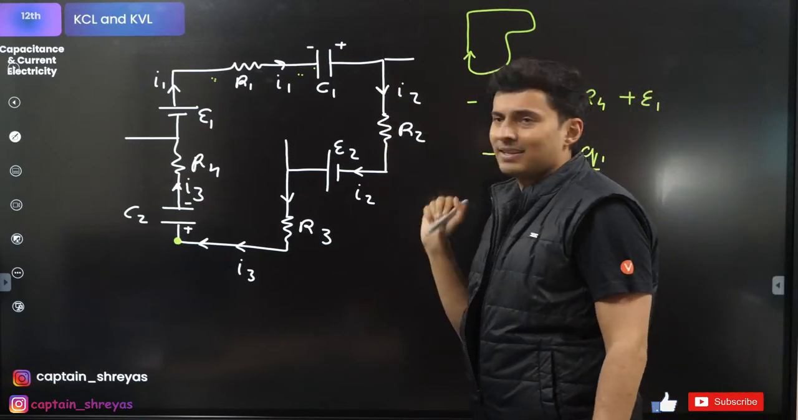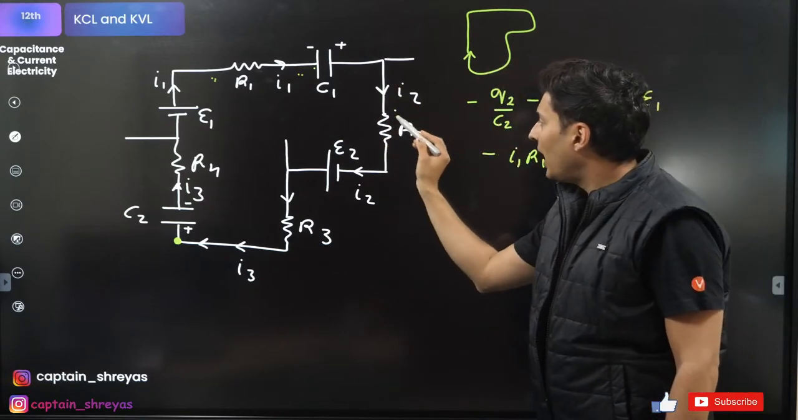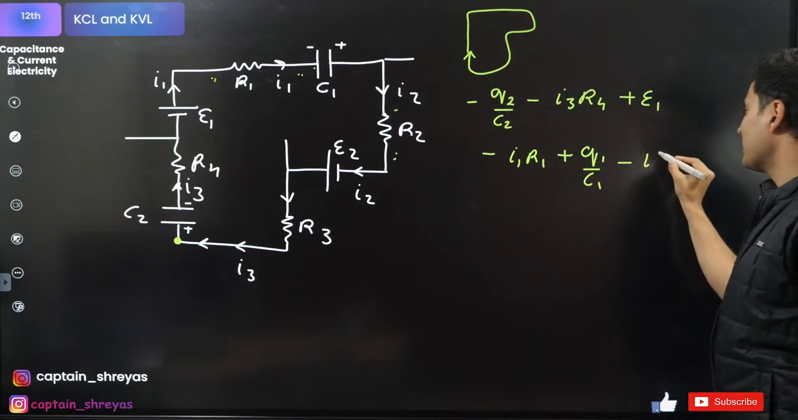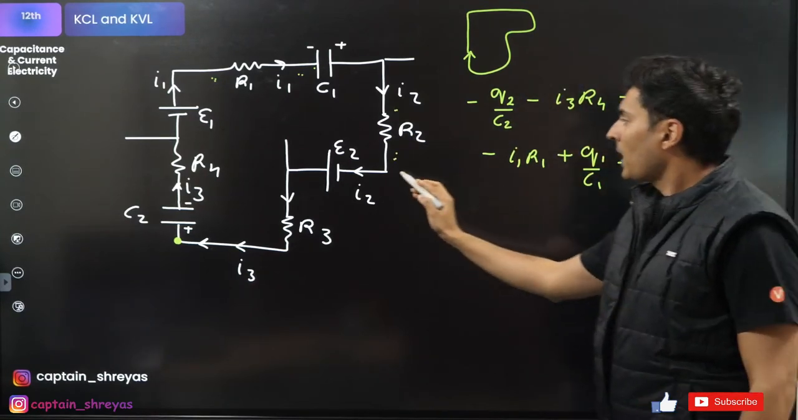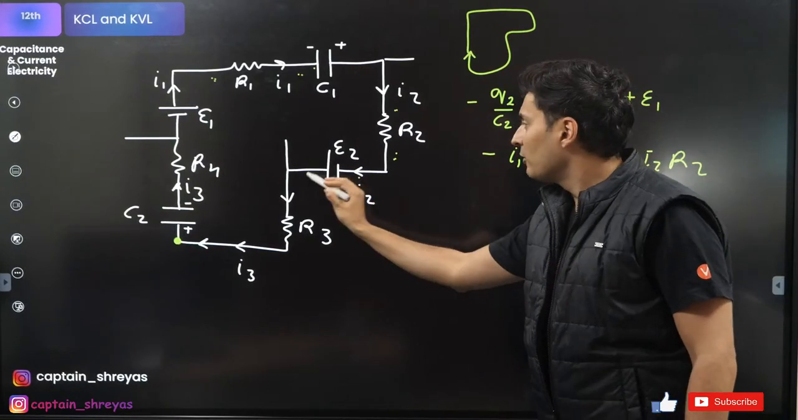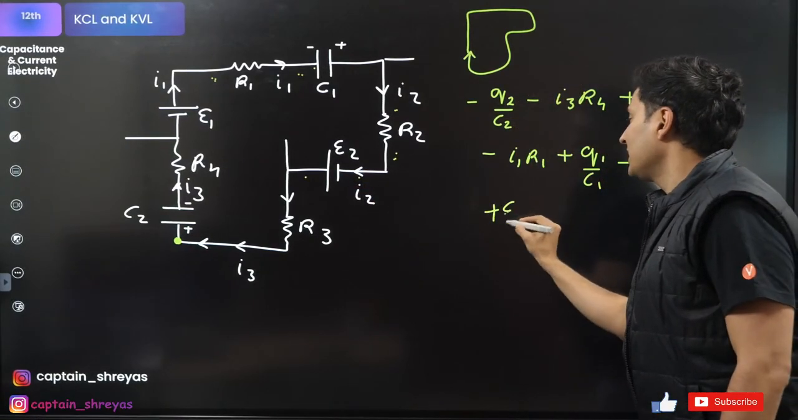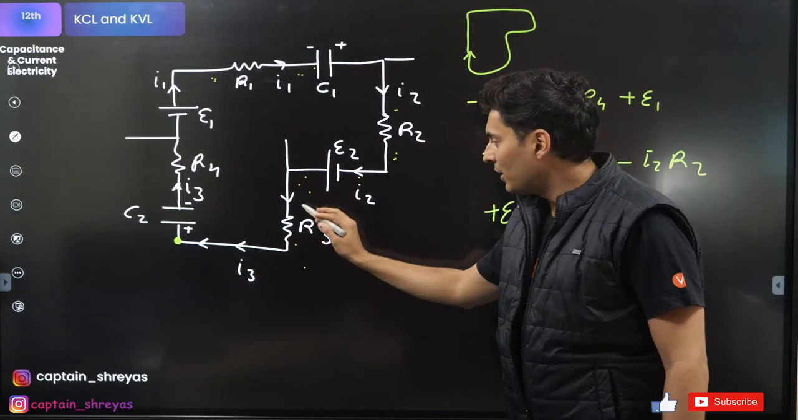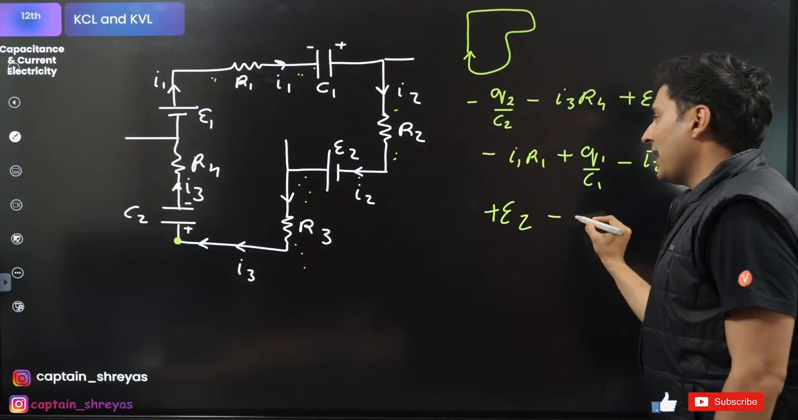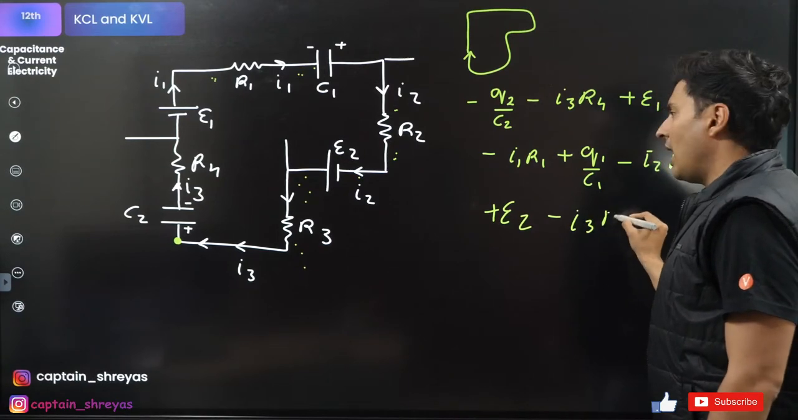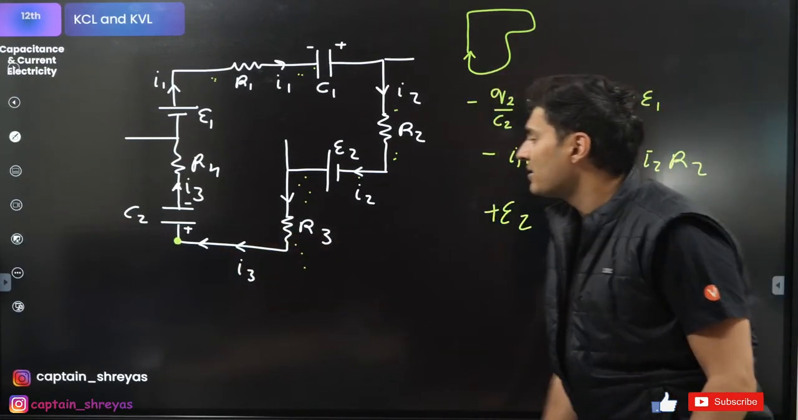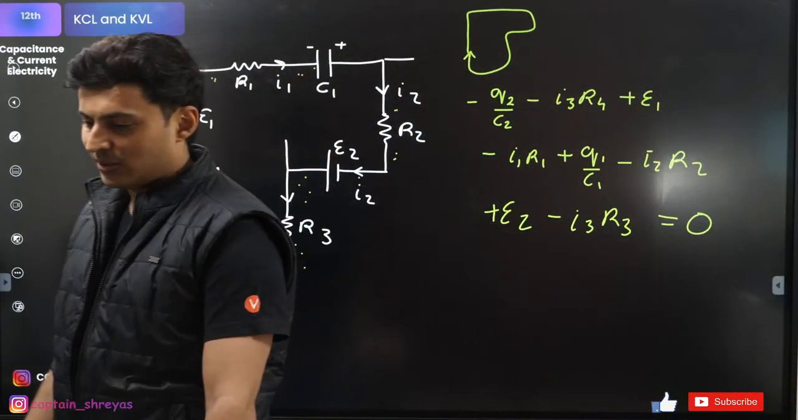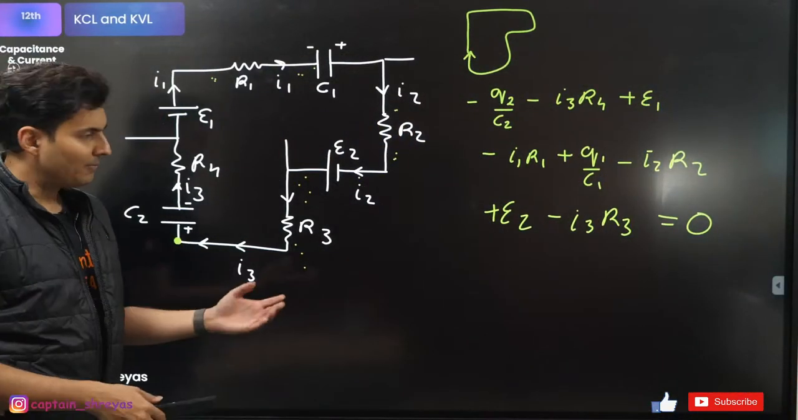Then I'm going through this resistor. Here I'm going from high to low because current flows from high to low voltage. So negative, minus I2 R2. I'm going through a battery, negative to positive, so plus E2. Going from high to low, current flows from high to low, so therefore minus I3 R3. I came back to the same point, so hence this should be zero. That's all. Awesome, Prem. Very good.